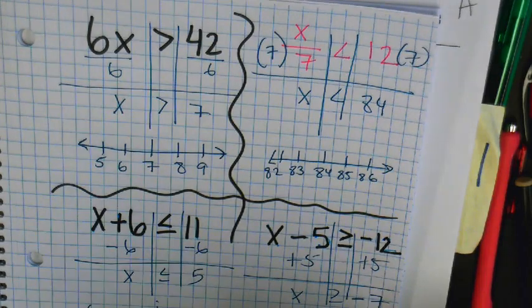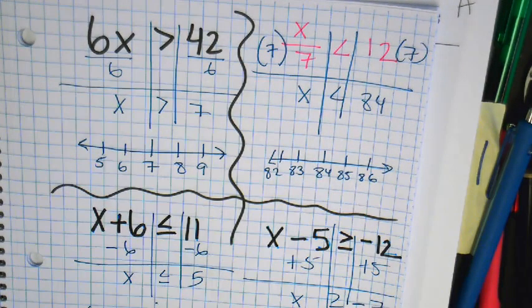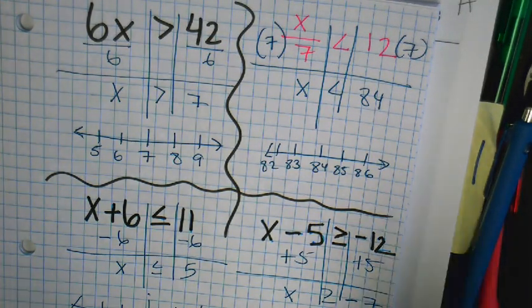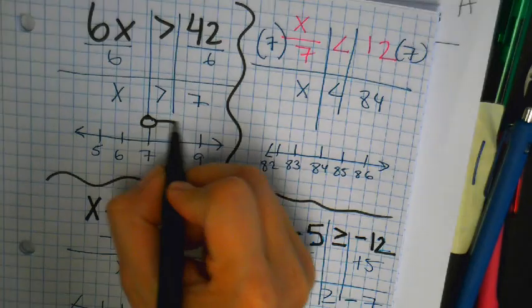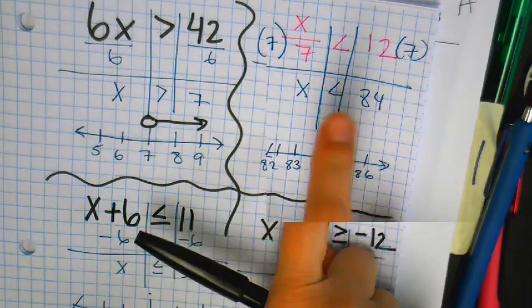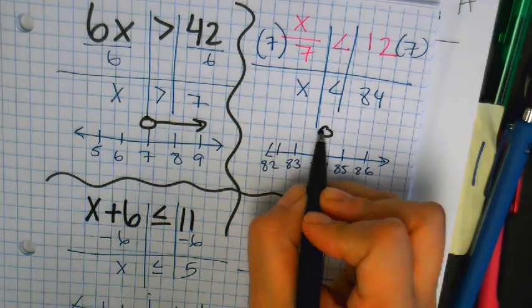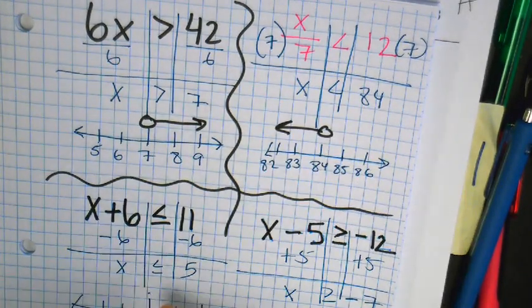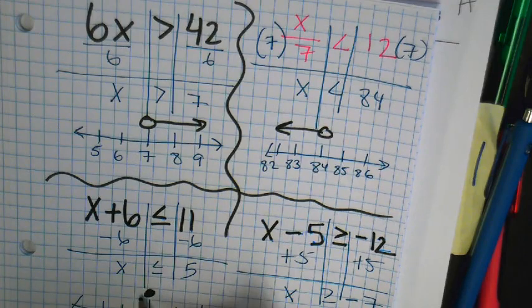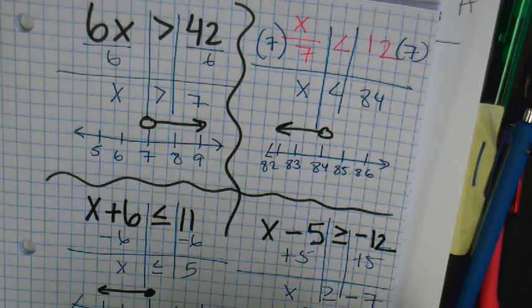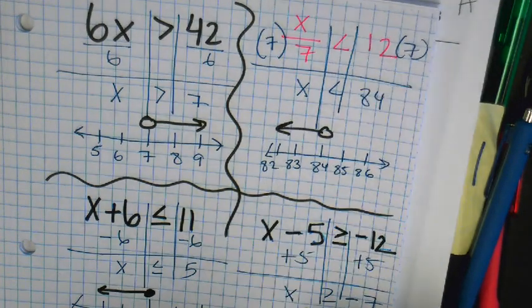All right. For the first one, open or closed circle? Open. Which way do you shade? Good. Number 2, open or closed circle? Open and shade to the left. Third one, closed to the left. Last one, closed and to the right. Good job.